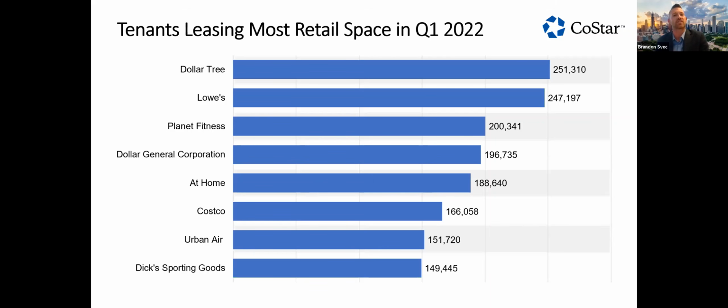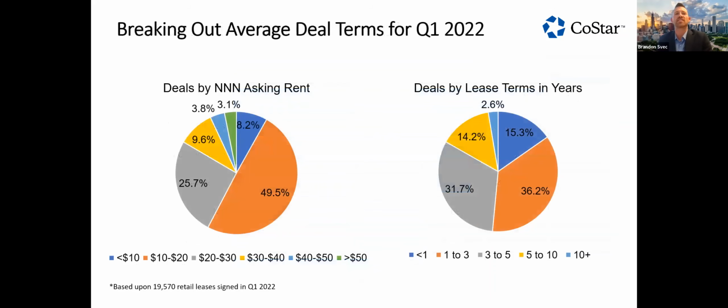You can see the rest of the list here as far as a who's who of really expanding retailers, right? A lot of discount, some at home, and also nicely some experiential as well, as both Planet Fitness and Urban Air make this list of top 8 lessors of new space across the country in the first quarter. Now, more interesting than that oftentimes is really what rates are we seeing signed for and at what maturities are we seeing leases come through. So based upon the 19,500 retail leases CoStar recorded in the first quarter, I'm going to say that one more time because that's a big number, right?